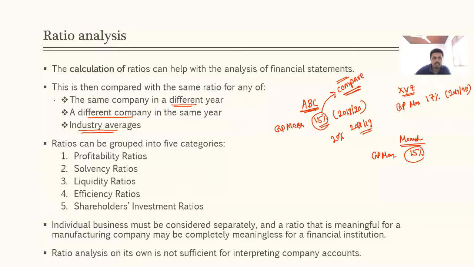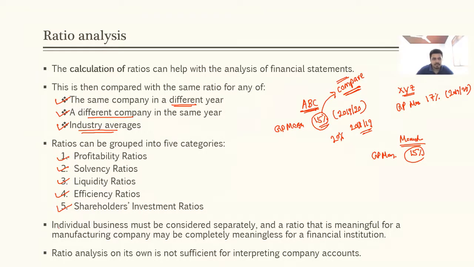So these are the three options you have. You can compare it with a different year in the same company, or you can compare it with a different company in the same industry, or you can compare it with the industry averages. Right. So these things we have discussed: ratios can be grouped into 5 categories: profitability, solvency, liquidity, efficiency, and shareholders investment, or we can say market ratios.